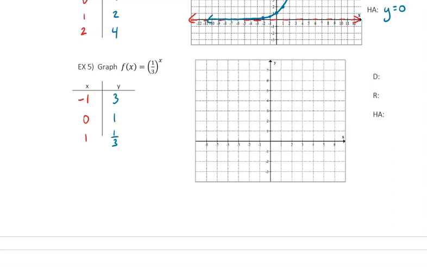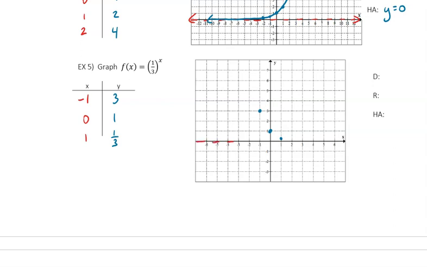All right, so here are the y values that would go with it. And again, for all these y values, you can just use your calculator. It's no big deal. But in a minute, we're going to be going away from just plugging in values to see what happens anyway. All right, so let's go ahead and plot these. So we got -1, 3, 0, 1, 1, 1/3.